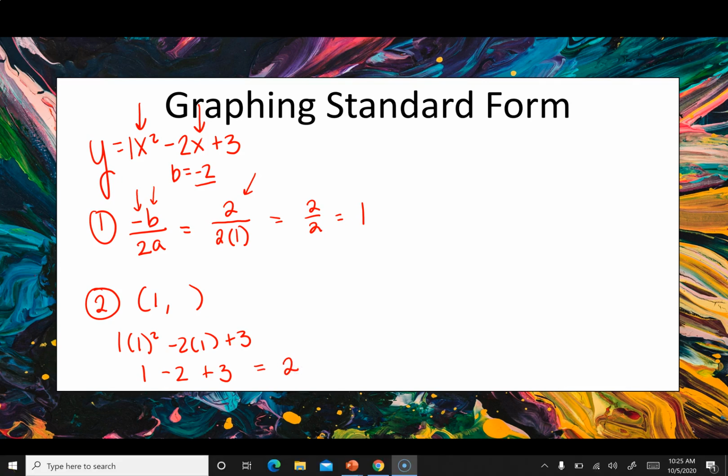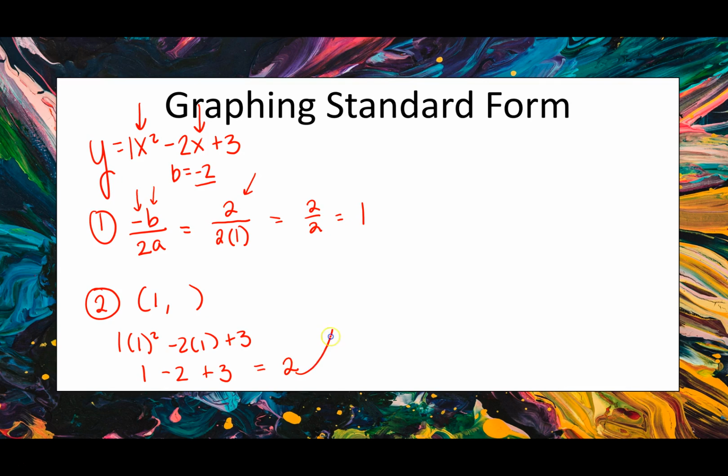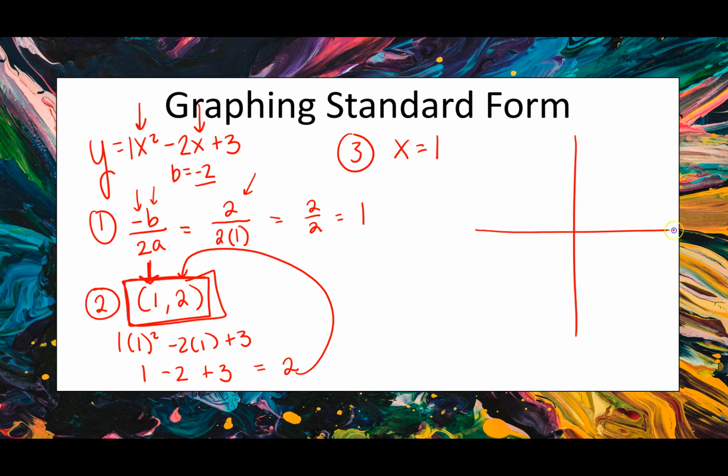So what did I just find? I just found the y value of my vertex being 2. Okay, so there's my vertex. And also note that my axis of symmetry is x equals 1. That's my x value right here. So I can go ahead and graph that. I've got my 1, 2. Here is my axis of symmetry.